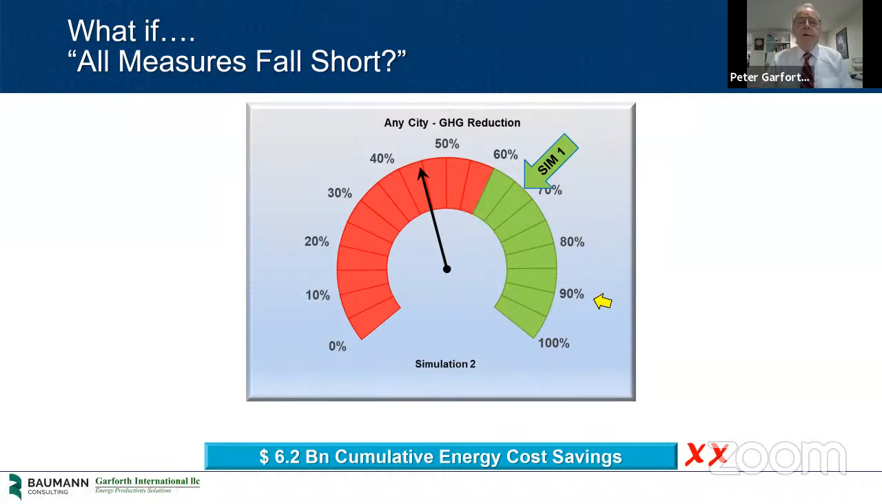I would just want to make one last comment. If all the measures fall short in this simulation, any city would still be doing far, far more than any community we found in North America yet. In other words, falling short is not drifting to an average mean. It itself is transformational. So this really gives us a sense of scale.